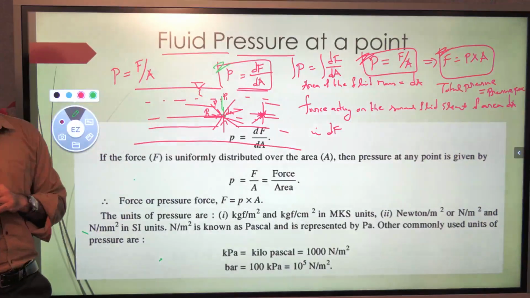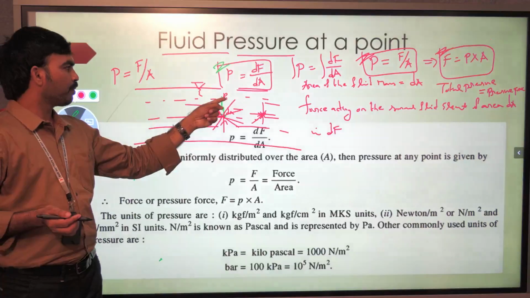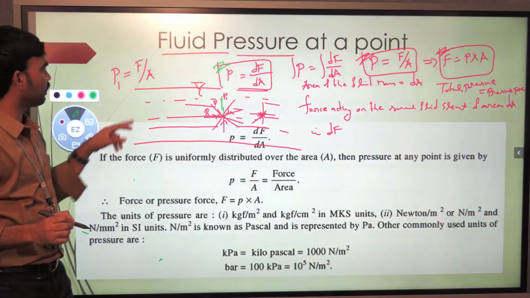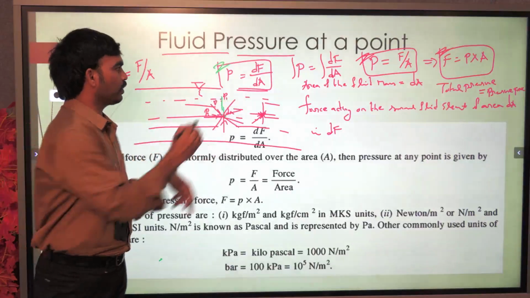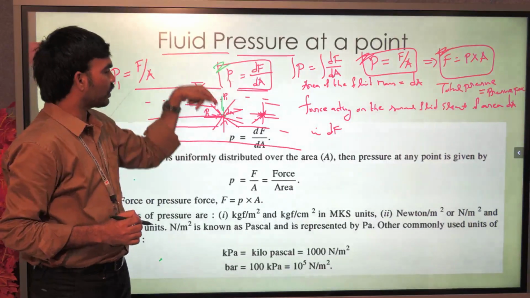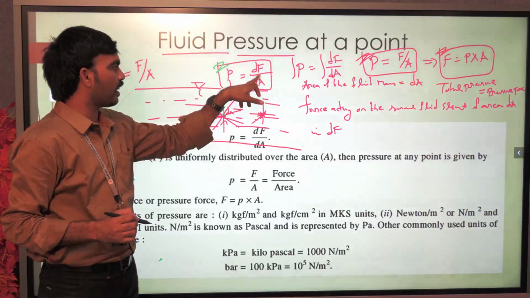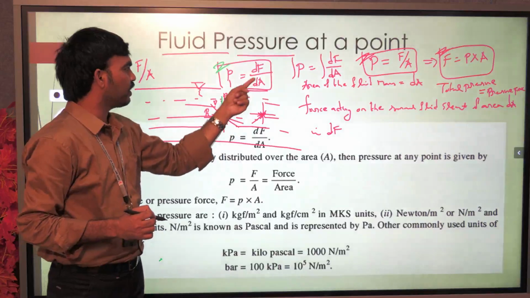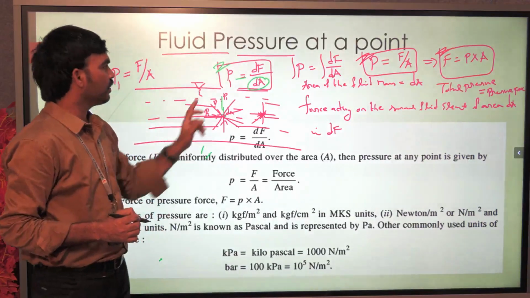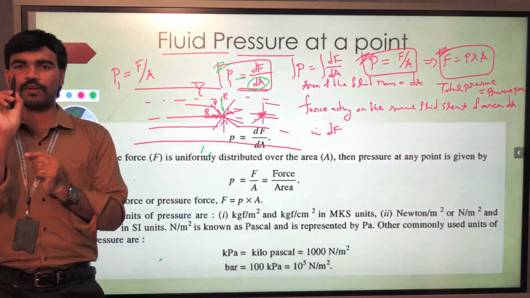Pressure, we know, is force per area. Here the pressure acting on the fluid element is P1. So what is the pressure force? The force acting on the fluid element is dF, acting on a small elemental area dA. So the pressure intensity is equal to dF by dA. This is for one fluid element.